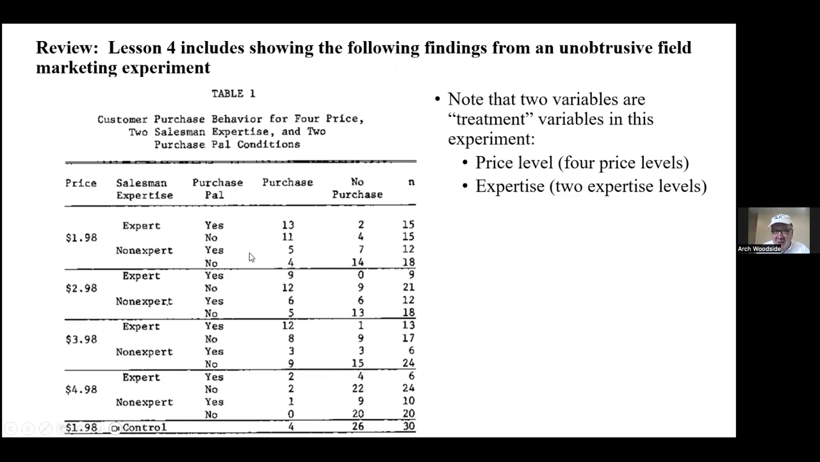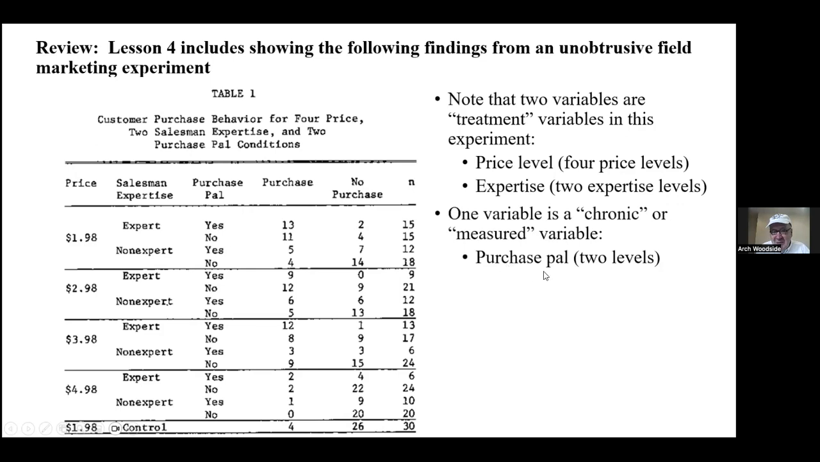Notice that we have 4 prices, $1.98, $2.98, $3.98, $4.98, and I think we looked at just 3 price levels by the 2 expertise conditions. This is the salesman's message to a customer when they walk up to the counter to pay for whatever they're buying. They're giving a sales message for a new product, and we also recorded whether or not purchase pal was present, and then the outcome condition is purchase or non-purchase, the negation of purchase.